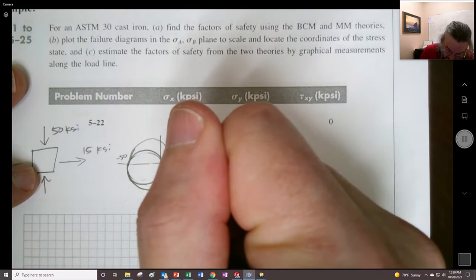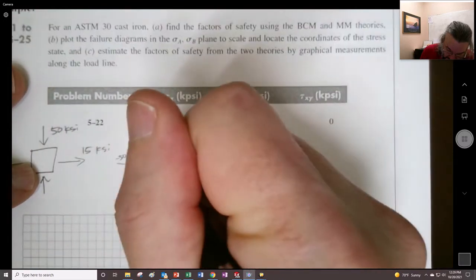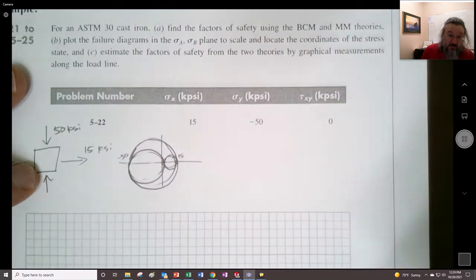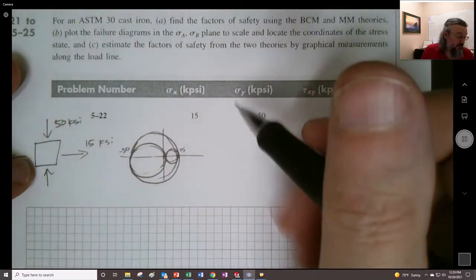Anyway, something along those lines, right? Trying to improve my circles. There you go. Didn't matter. But anyway, I did it anyway.